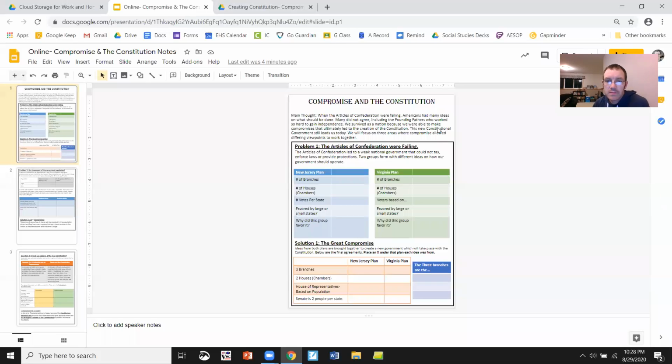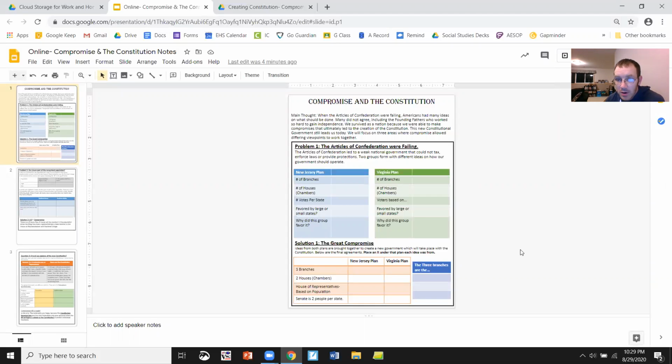Main thought. When the Articles of Confederation were failing, Americans had many ideas on what should be done. Many did not agree, including the founding fathers who worked so hard to gain independence. We survived as a nation because we were able to make compromises that ultimately led to the creation of the Constitution. This new constitutional government still leads us today. We will focus on 3 areas where compromise allowed different viewpoints to work together.